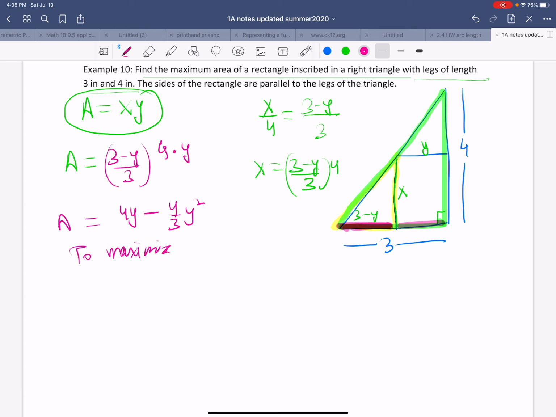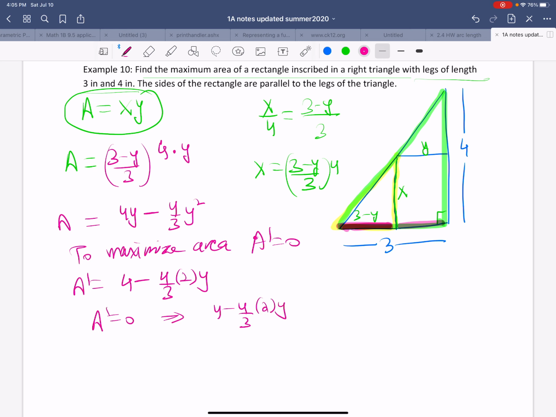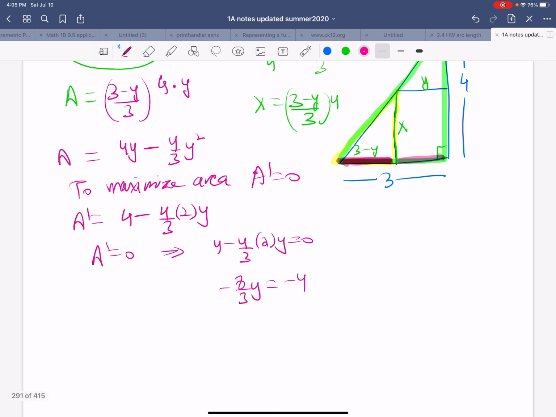We want to set A prime equal to 0. A prime is going to be 4 minus 4 over 3 times 2y. So A prime equal to 0 gives 4 minus 4 over 3 times 2y equals 0. If I solve for y, that would be negative 8 over 3 y is equal to negative 4, which is going to be 8 over 3 y is equal to 4, y is equal to 12 over 8. That's going to be 3 over 2. y is equal to 3 halves is what I get.